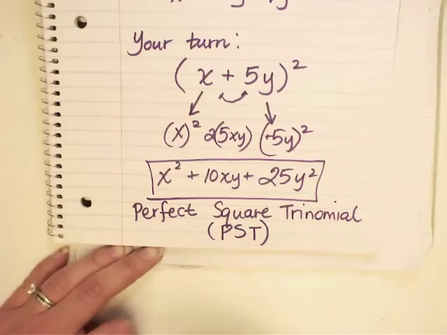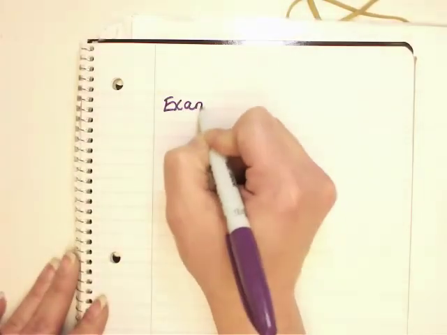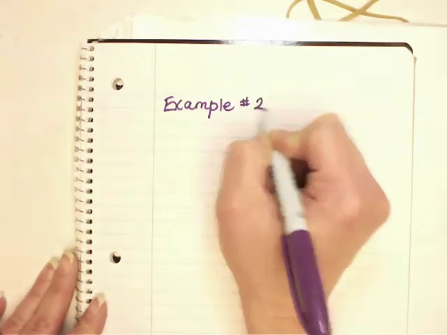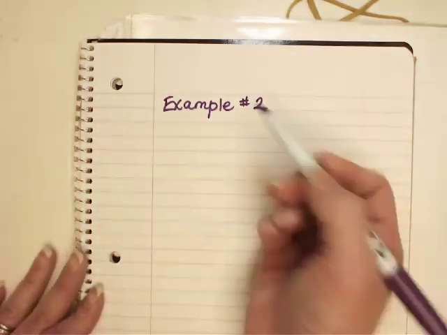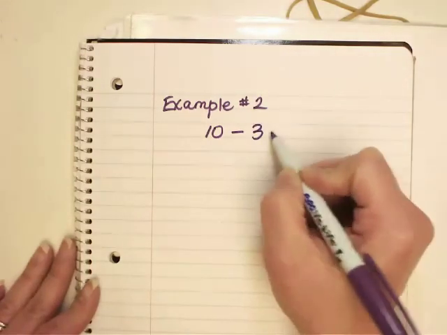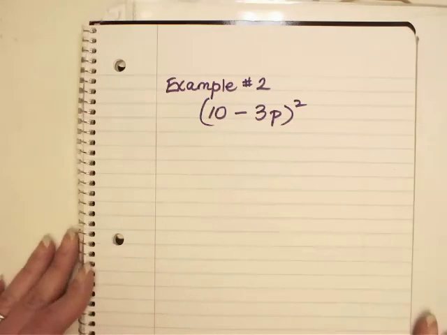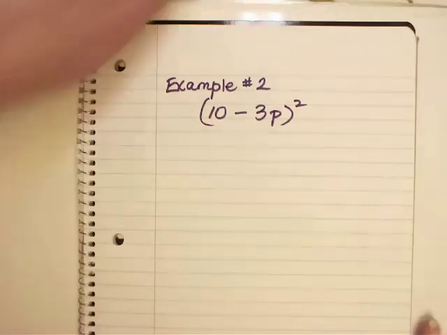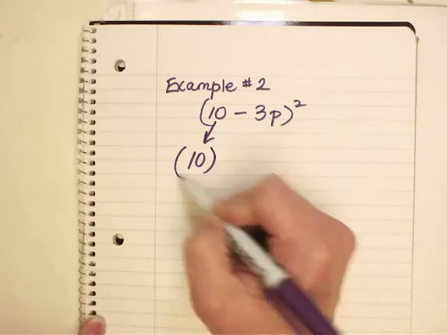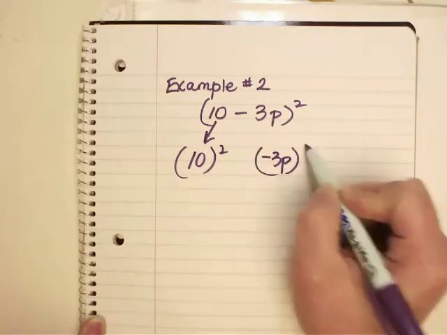Okay, so let's go ahead and try one more case. What if we had a difference? So let's say you have 10 minus 3p quantity squared. We're going to do this in the same exact way that we did the other. So we're going to take the first and square it, so that would be 10 squared. Take the last, which happens to be a negative 3p this time, and square it.